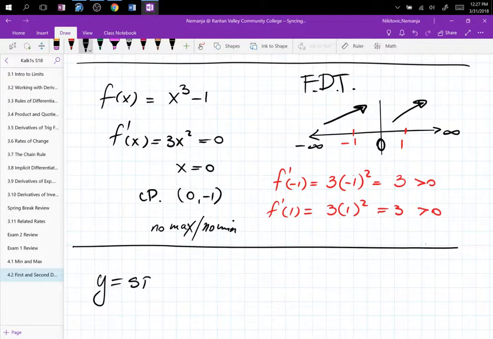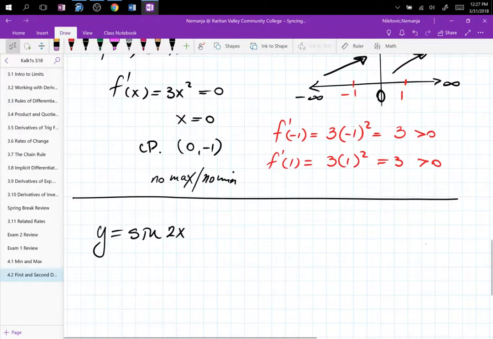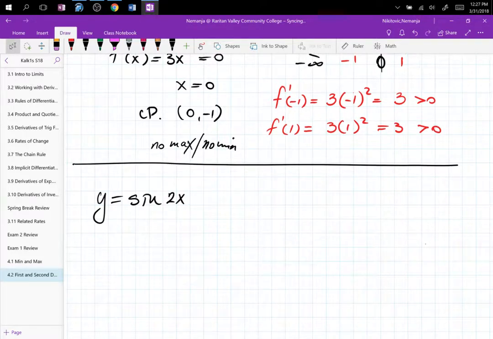Y equals sine. Let's go with sine. I want to do sine 3x, but let's do sine 2x. And let's restrict this on 0 to, let's say, pi. This is for you guys who love trig. Of course.